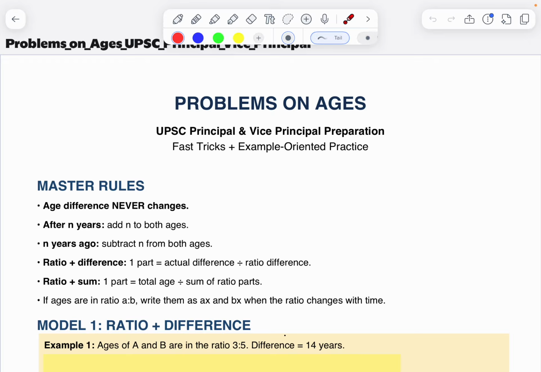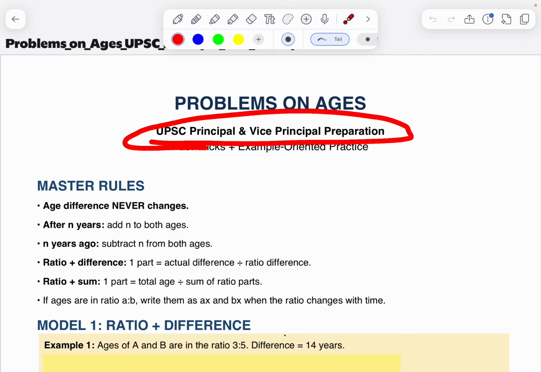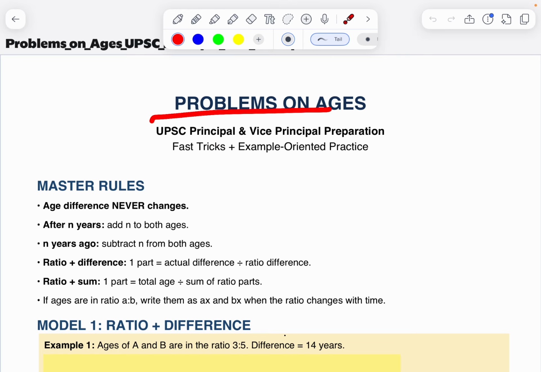Today, our topic is problems on ages. For UPSC principal and vice principal preparation, today our topic is problems on ages. The master rule: age difference never changes.